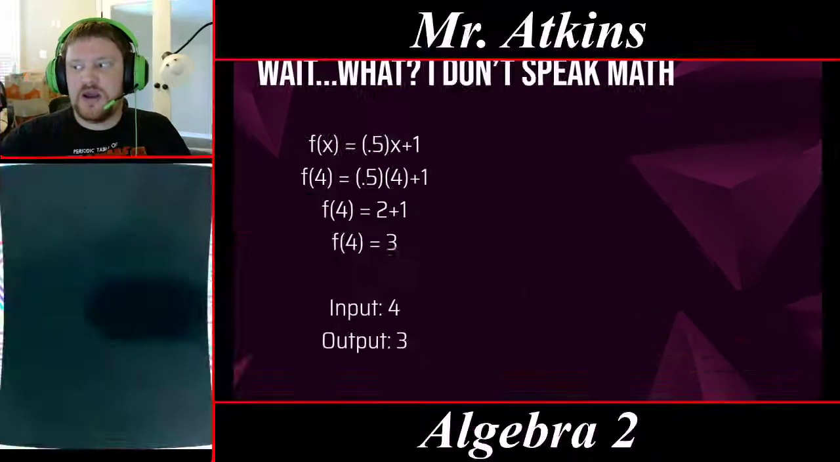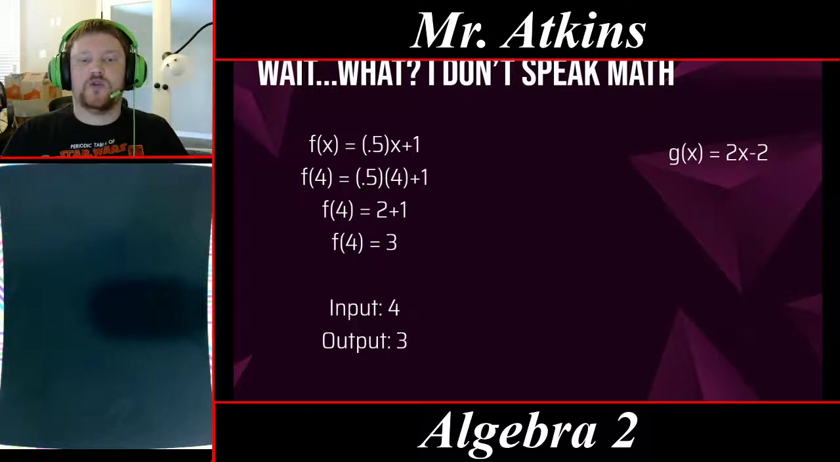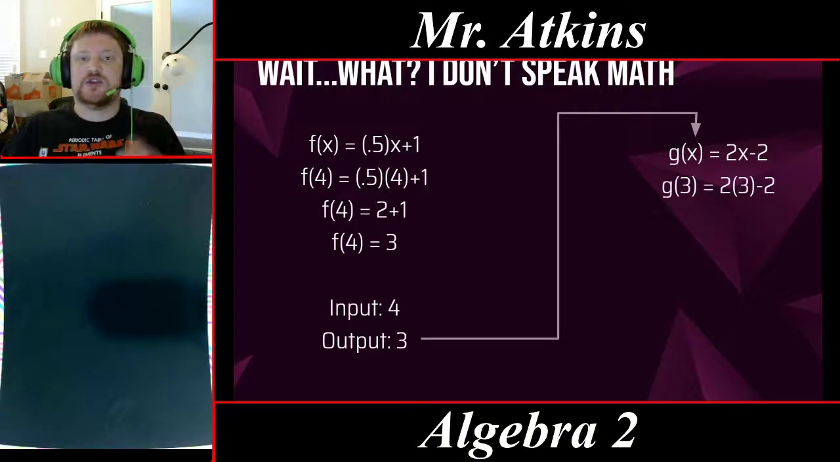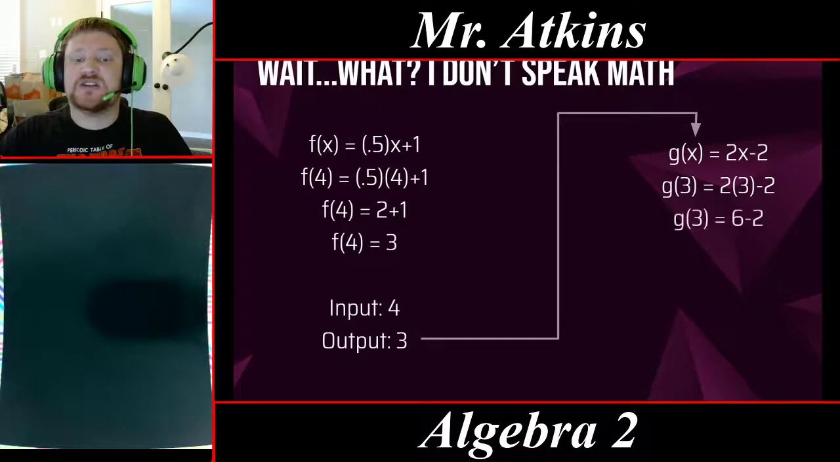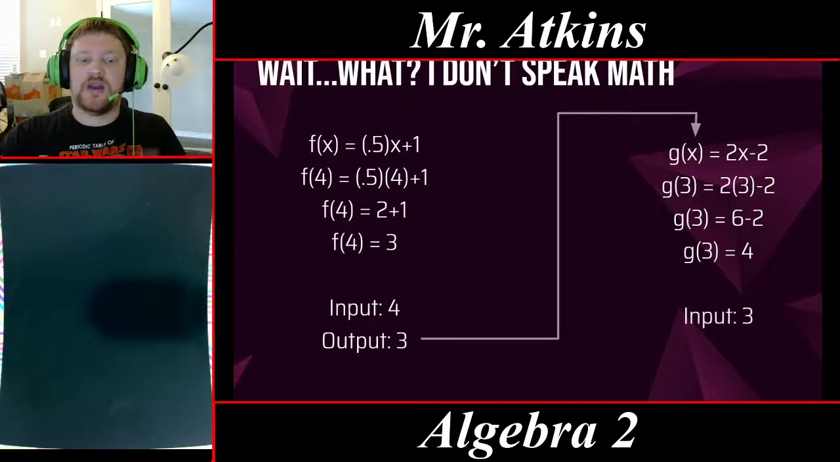Now I'd like us to take a look at a second example. We have the function g of x equals 2x minus 2. If we take the output from before, 3, and plug it into the function, we get 2 times 3 minus 2. We know that 2 times 3 is 6, and then 6 minus 2 gives us 4. So, g of 3 equals 4. Our input was 3, and our output was 4.